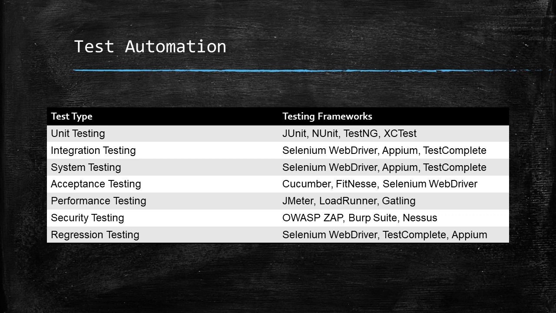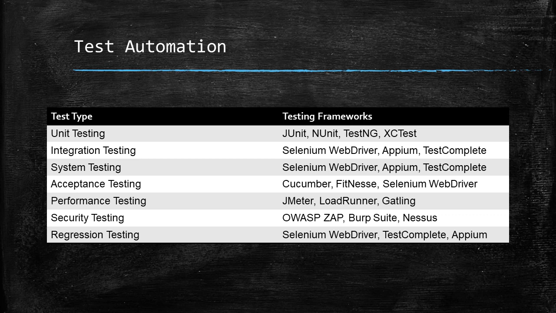For unit testing, you can use JUnit, NUnit, XCTest. For integration testing you can use Selenium WebDriver, Appium, TestComplete. For system testing you can use Selenium WebDriver, Appium, TestComplete. For acceptance testing you can use Cucumber, FitNesse, Selenium WebDriver.